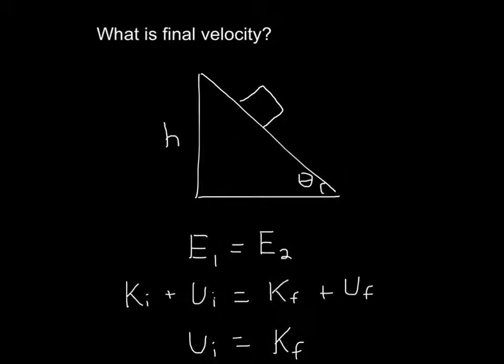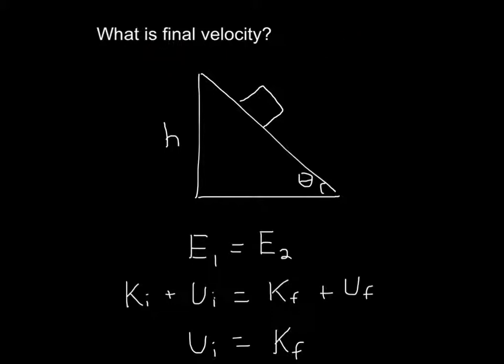So this is an interesting problem because this one actually doesn't give any numbers. It just asks what is the final velocity if you have a block at rest and then you let it go and then it goes all the way to the ground. And they just want the final velocity and they don't give you any numbers.